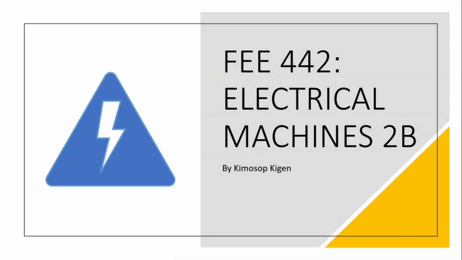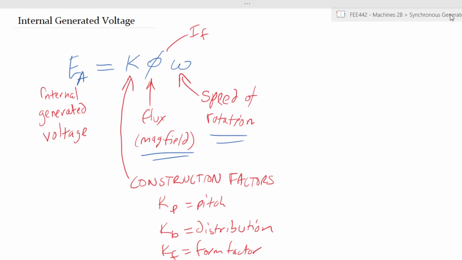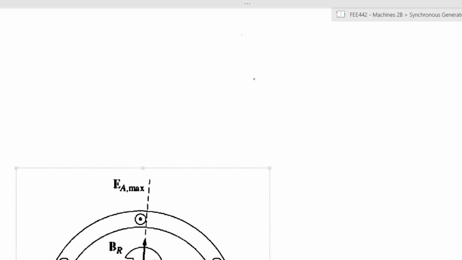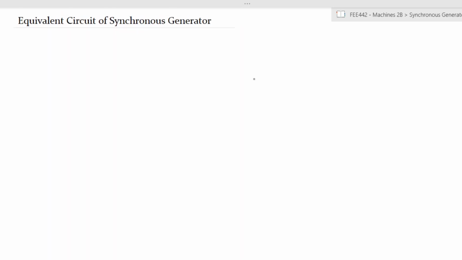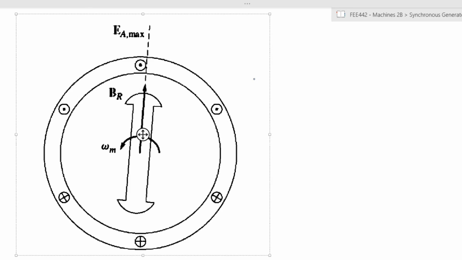So next we can move on to, having known that the internal generated voltage is determined by that, what are the actual parameters of the machine? What is the equivalent circuit of the synchronous generator? Here we have, once again, a cross section of the synchronous generator, simplified as we had done initially in the past. You have your stator and you have your rotor, simplified to 2 poles, and it is rotating at a speed of omega m.